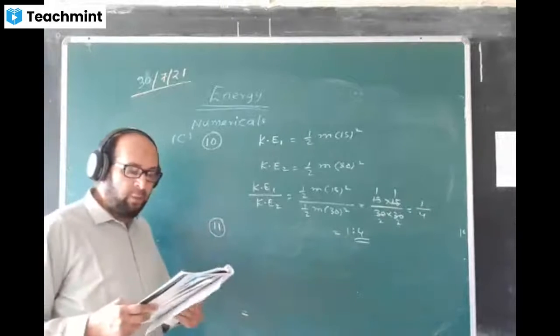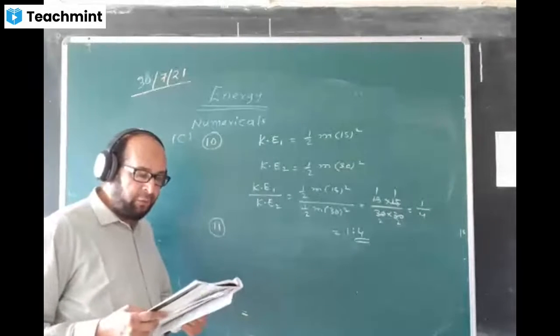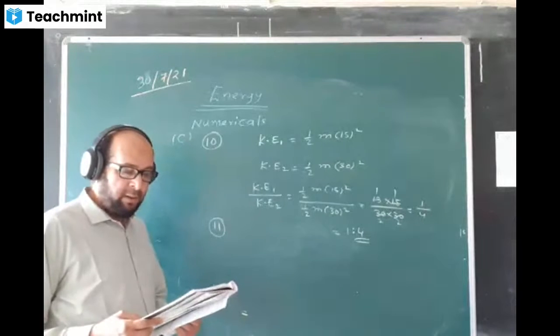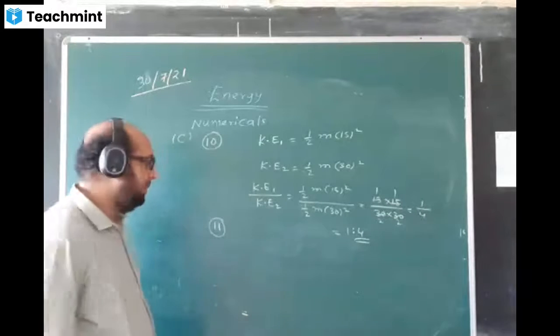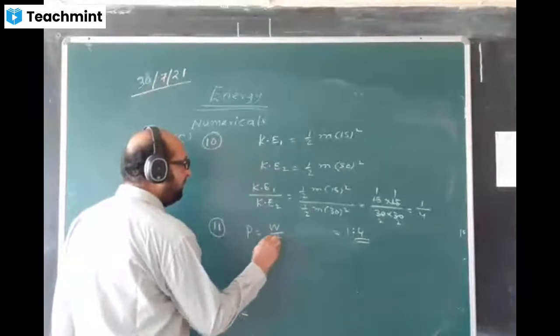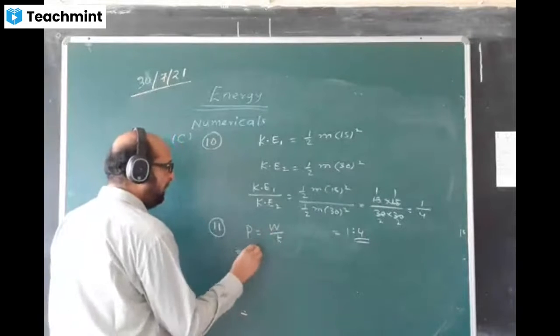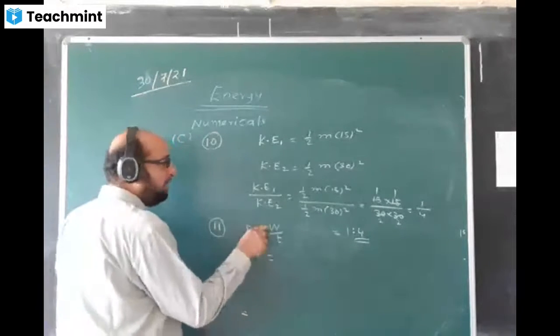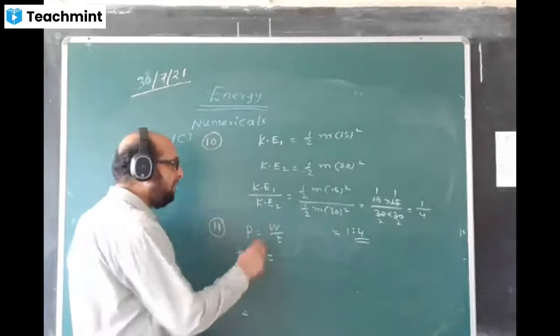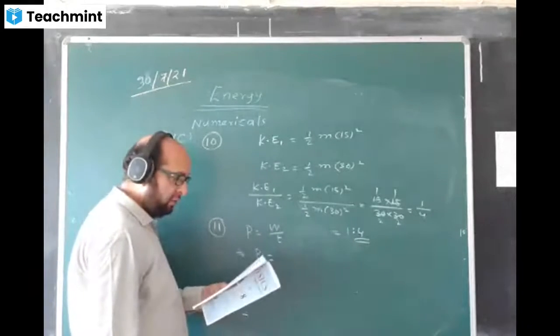A pump raises water by spending 4 into 10 to the power of 5 joule of energy in 10 seconds. Find the power of the pump. We know the power formula: work by the time. You have to find power. Work is done by the energy, so work is the same as the energy. How much energy is used?